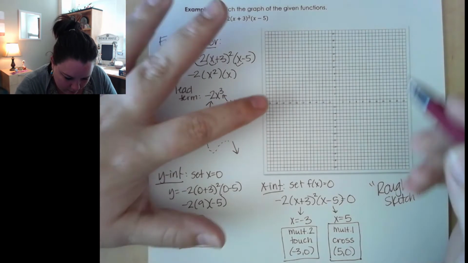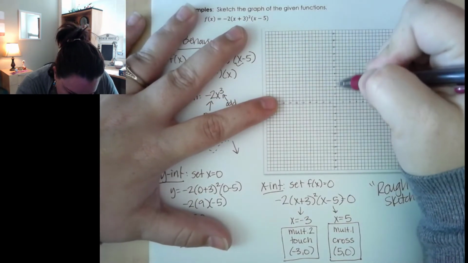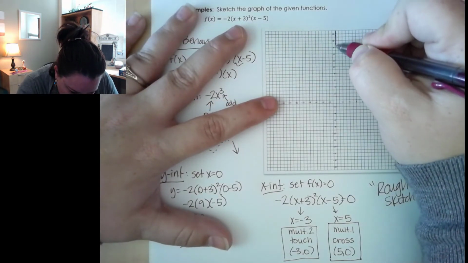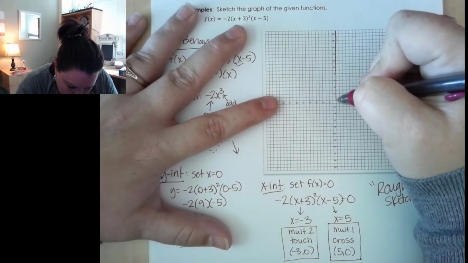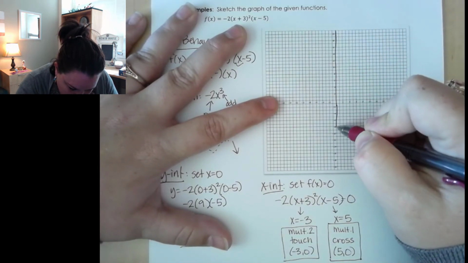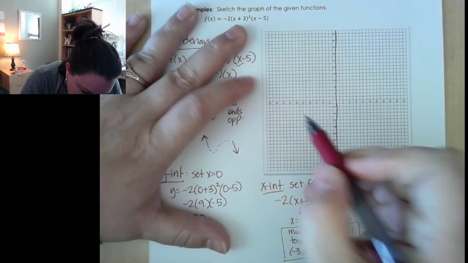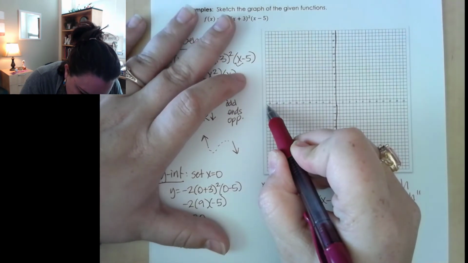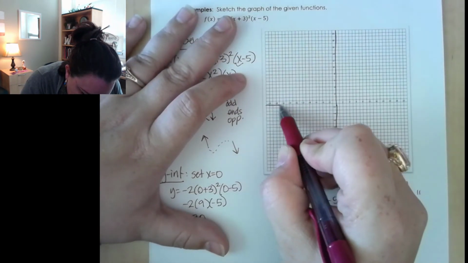And for some reason, mine did not print very well. So I'm going to go ahead and just trace over this x and y axis so it's a little bit easier to see. Can't really tell. I think it's supposed to be this line.